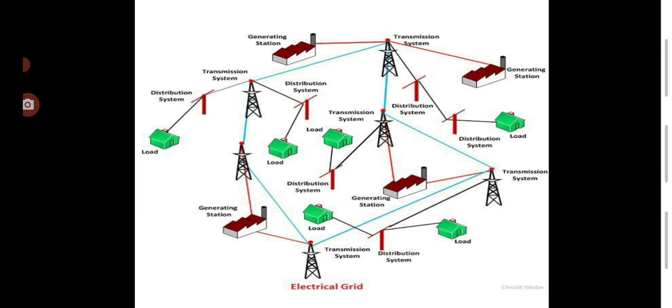From the grid, it is fed to the following distribution systems. In this you can see how many distribution systems there are: 1, 2, 3, 4, 5, 6 and so on. From the distribution systems, it is fed to the load centers. So this is the basics of an electrical grid. Remaining you can see in the next session.